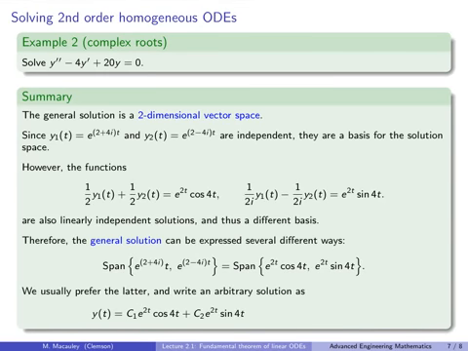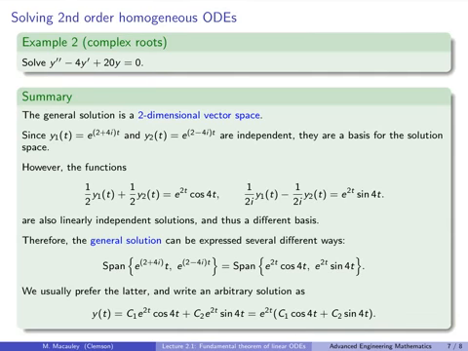We usually prefer the latter because we can graph these functions easily, and if we do that, we can write an arbitrary solution as c1 e to the 2t cosine of 4t plus c2 e to the 2t sine of 4t. And now we can factor out an e to the 2t if we want to, and write this as e to the 2t times (c1 cosine of 4t plus c2 sine of 4t).